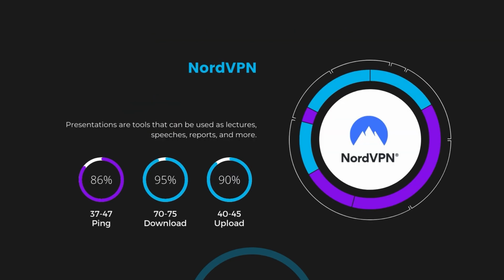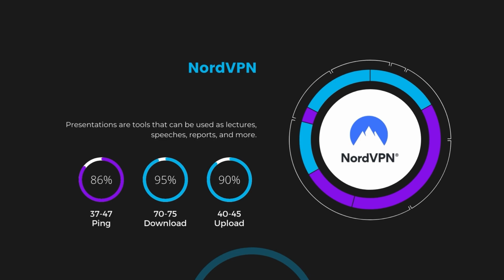Despite the slight latency uptick, NordVPN maintains commendable download and upload speeds, registering at 70 to 75 megabits per second and 40 to 45 megabits per second, respectively. This efficiency is attributed to NordVPN's NordLynx protocol, ensuring users of Microsoft Store can enjoy rapid browsing and streaming with minimal interruption.